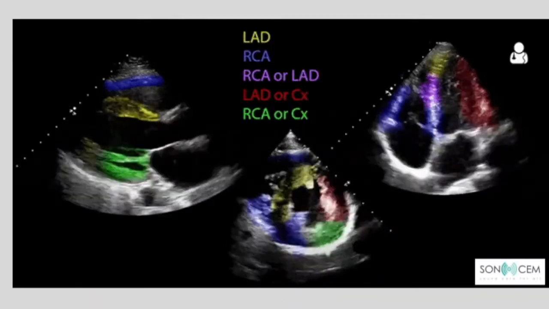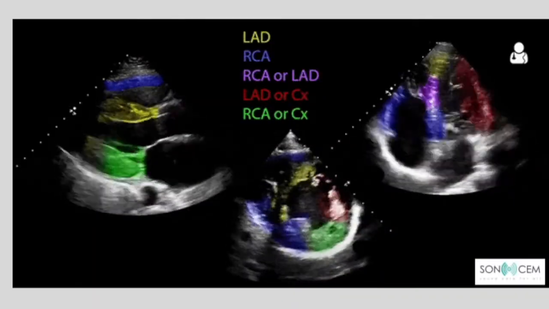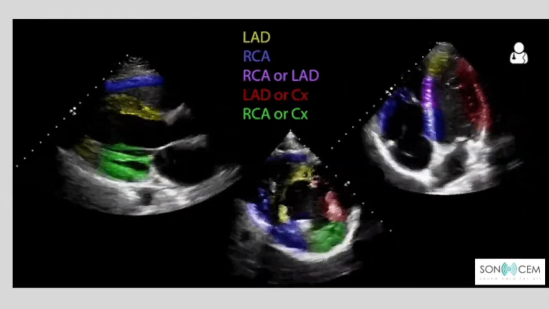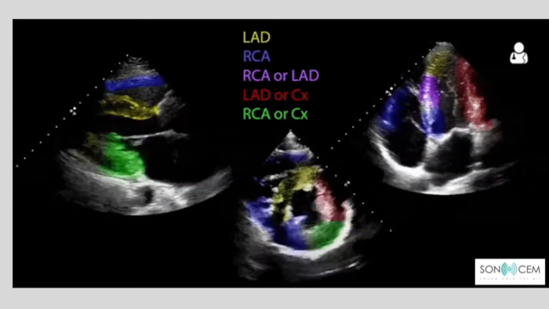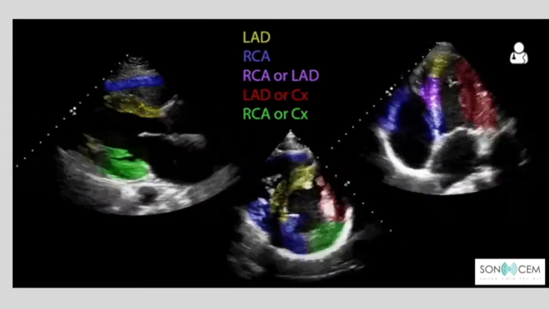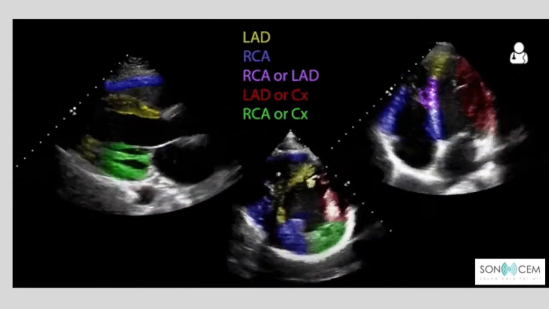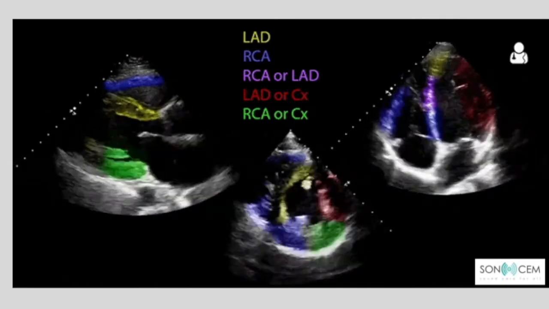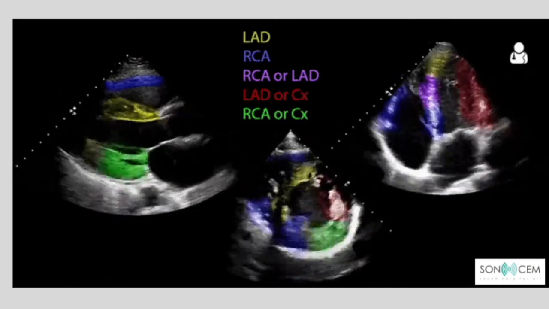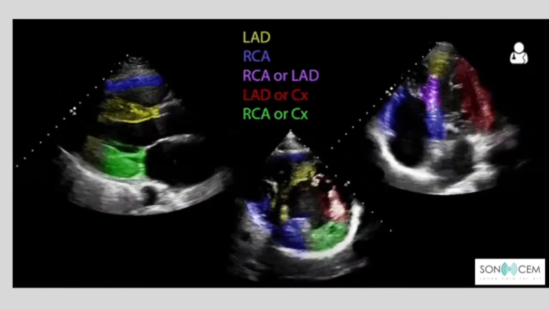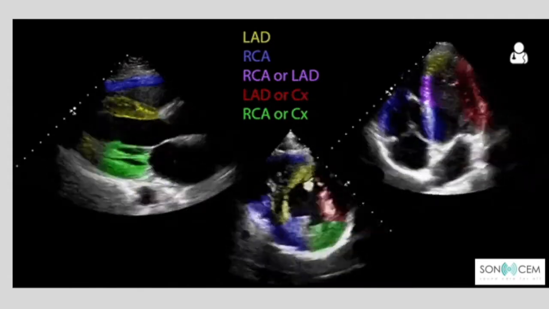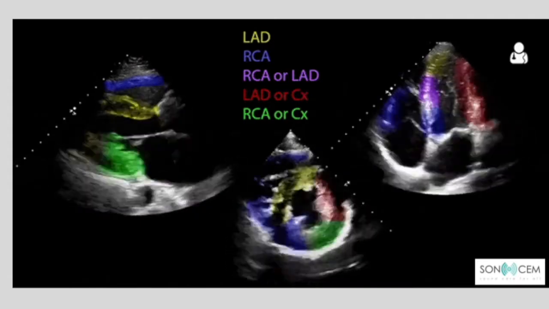Very easy to remember. The tip is, this is LV. The upper one is the RV. In between, this is the septum. This is septal territory. The opposite of the septum is lateral territory. Next to the septal is apical territory and opposite to it is inferior posterior territory.